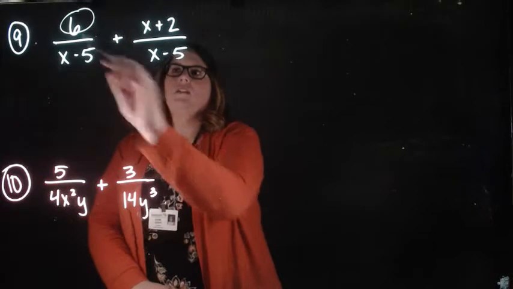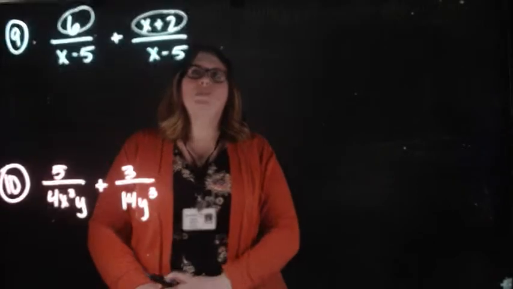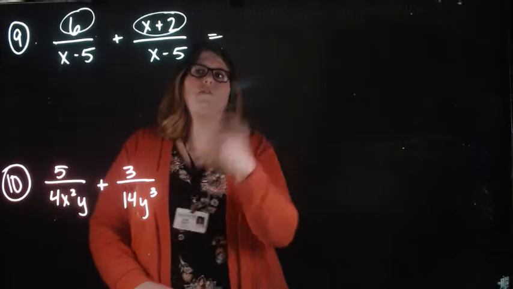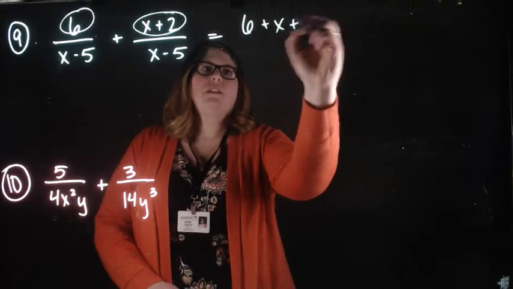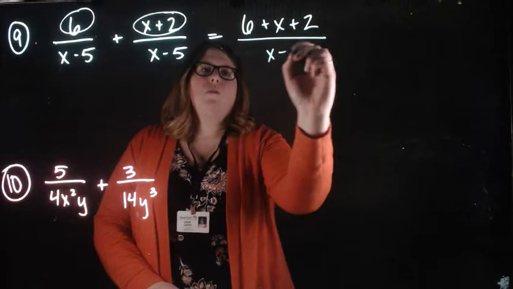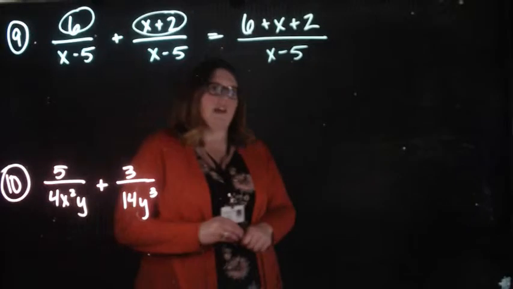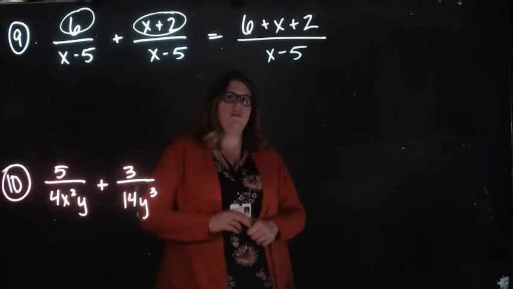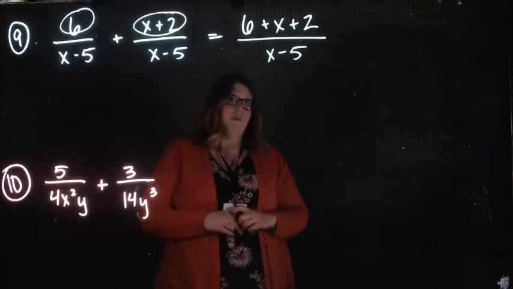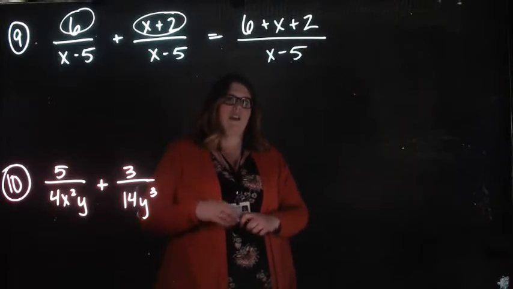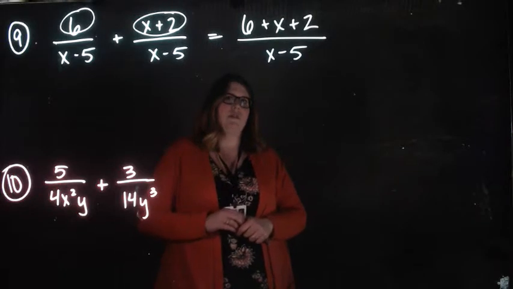So we can just take our 6 plus x plus 2. I'm going to write this one left to right since our denominator is already the same. So we have 6 plus x plus 2 all over that same denominator of x minus 5. Now let's look at the numerator and see if that can be simplified. Are any of those terms like? So we have 6 plus x plus 2.